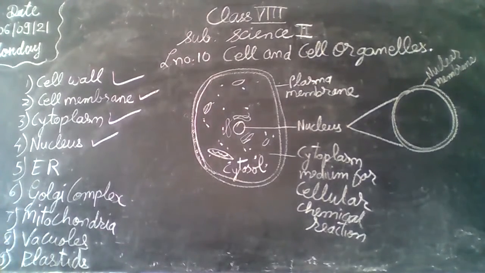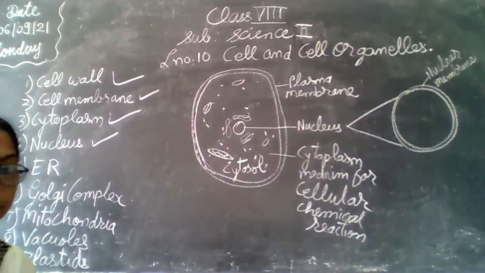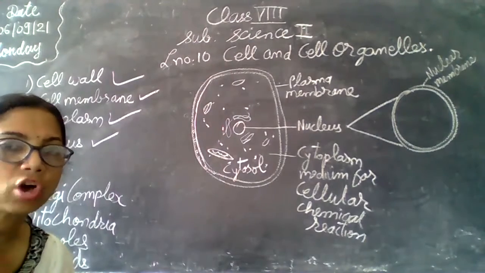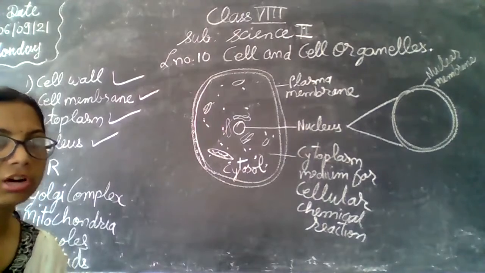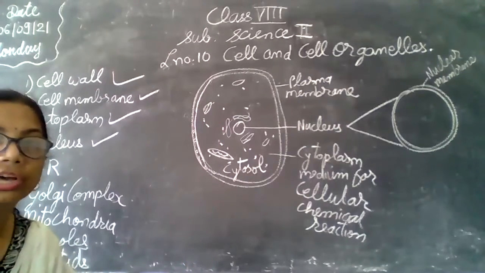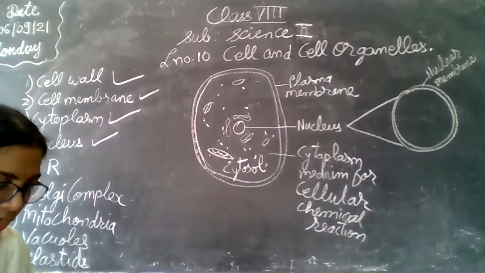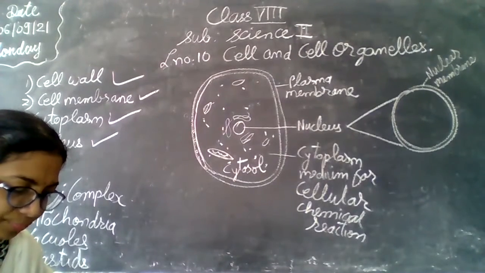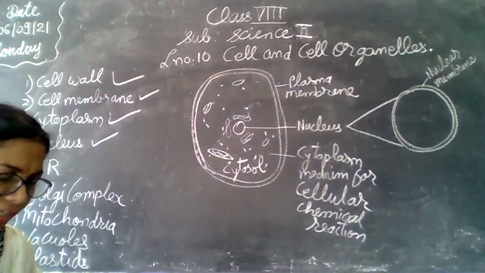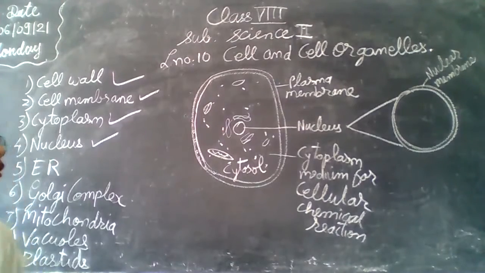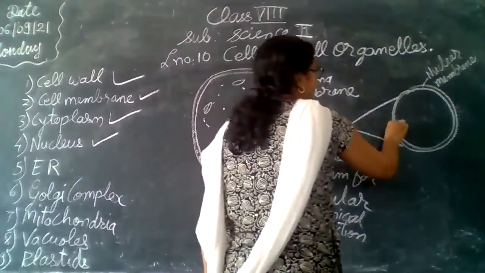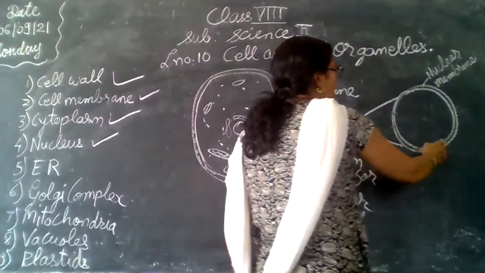So the nucleus alone, if you observe under the electron microscope, we find a proper nuclear membrane. Of course, this is a eukaryotic cell. In a prokaryotic cell, there is no nuclear membrane. So this nuclear membrane is double layered, and it has certain small openings.